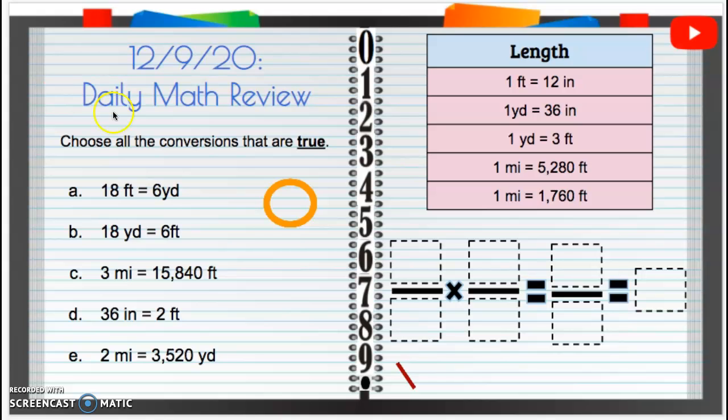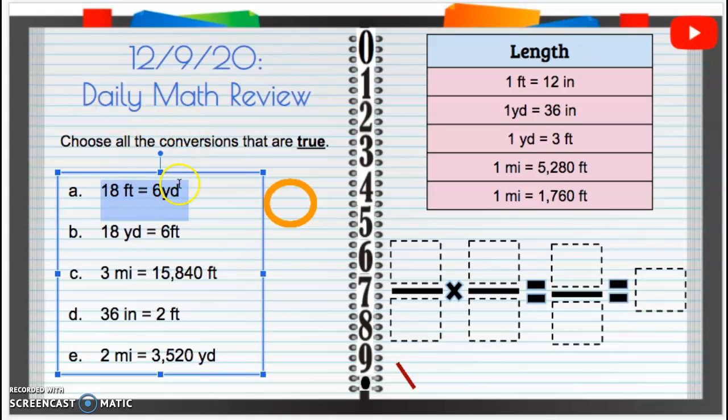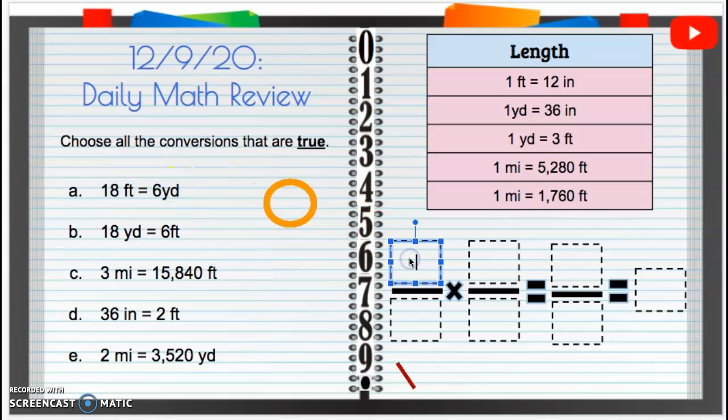All right, so the first one, let's take a look. 18 feet, does that equal 6 yards? Well, if I have 18 feet and I put it over 1, over here we're trying to get it to yards. So let's see how many yards it equals. So YD would be yards, and we're trying to get rid of that feet. So yards and feet: 3 feet and 1 yard. So 1 yard is 3 feet.